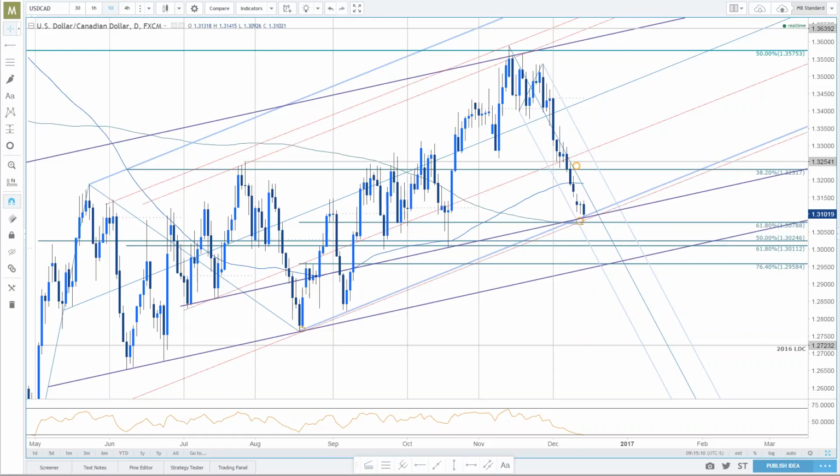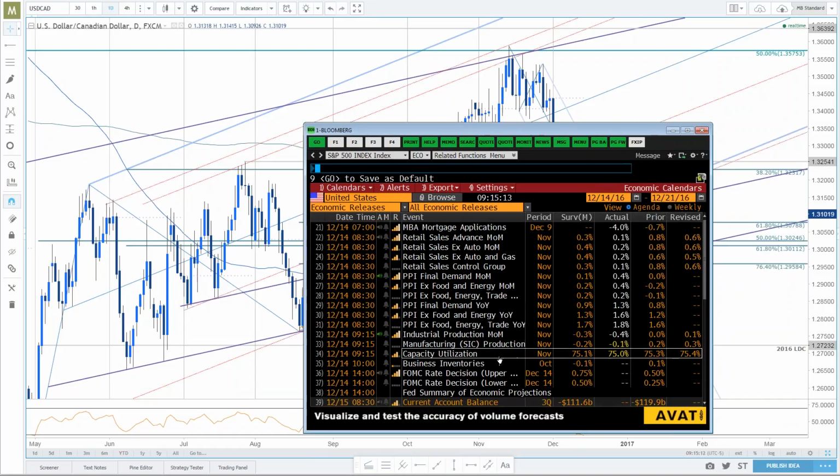Sorry guys, that's just the Bloomberg terminal going off there. Capacity utilization just came out. A little bit weaker than expected. Manufacturing production a little bit better than expected, and a nice upward revision. So nothing to write home about, nothing to move about ahead of the FOMC, but just an update there.